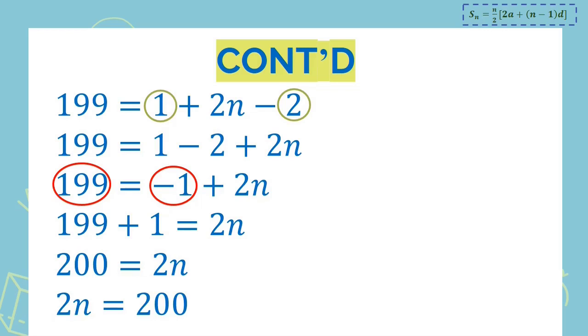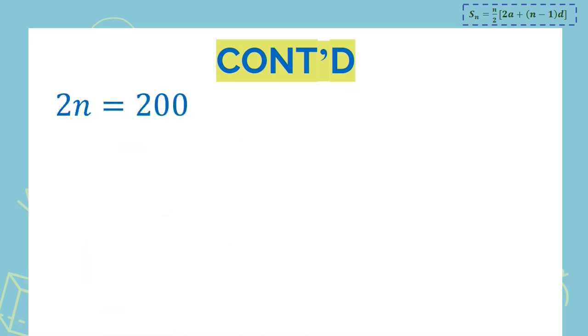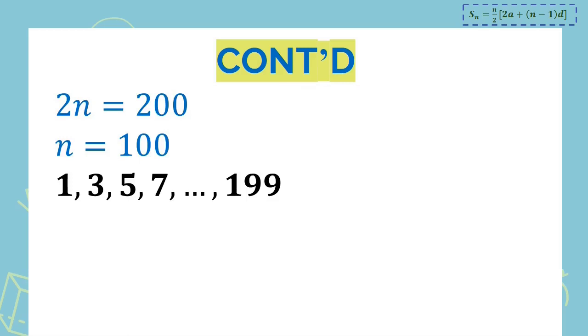So to find the value of n, we divide both sides by 2. When we divide through by 2, n becomes 100. In other words, when we are to count all the terms from 1 up to 199, that will be 100 terms. So now, since the number of terms is known, we can go ahead and find the sum of all positive odd numbers that are less than 200.